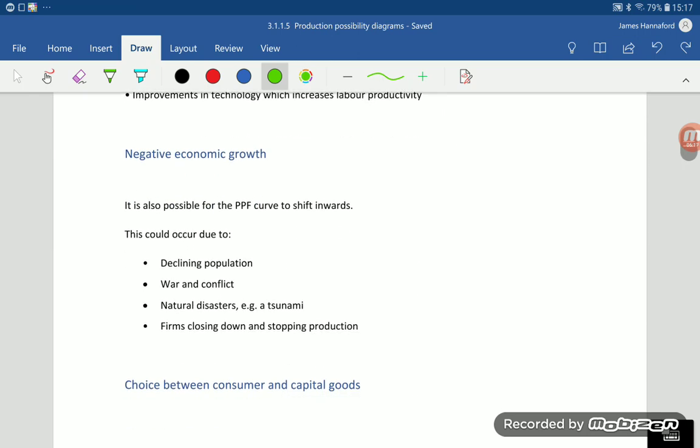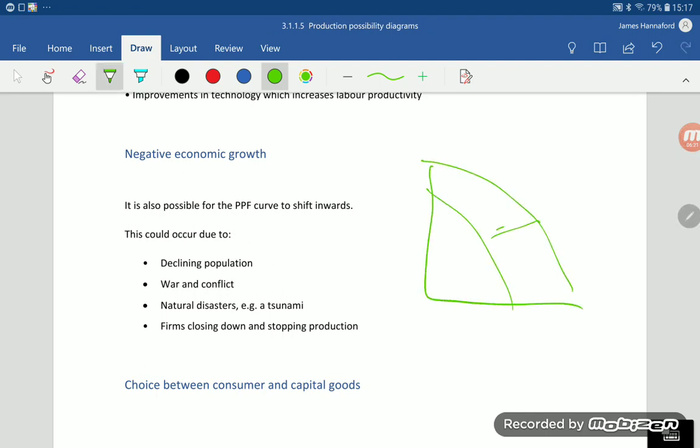But don't forget that the PPF can also shift inwards. And this we call negative economic growth, as opposed to when the PPF shifts to the right being positive economic growth. So negative economic growth, you can see the reasons here, such as natural disasters, war and conflict, etc.